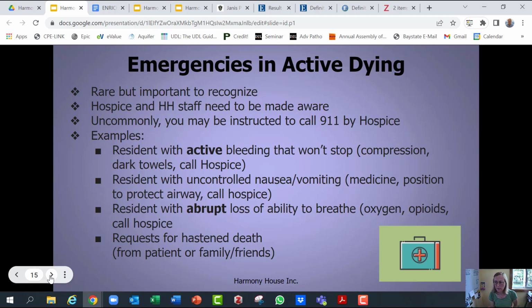And then a resident with an abrupt loss of ability to breathe, despite oxygen and opioids, and we want to call hospice for that. There may be something that we are going to do in the emergency department that's not possible at the Harmony House. And lastly, I thought I would mention requests for hastened death. This is somebody saying, can't you give my loved one, or can't you give me enough morphine to bring my death on sooner? I don't want to go through this suffering. Those are things that are outside of the scope of what the volunteer is equipped to handle. So you'll want to ask for help if you get requests like that from your staff, your colleagues, as well as hospice. And that's something I would really encourage you to do.